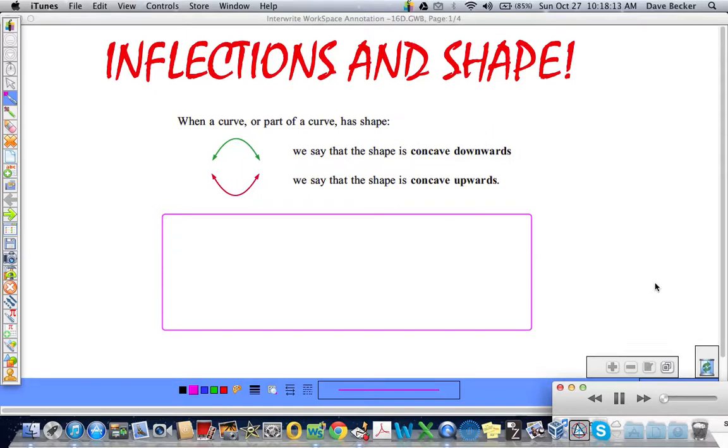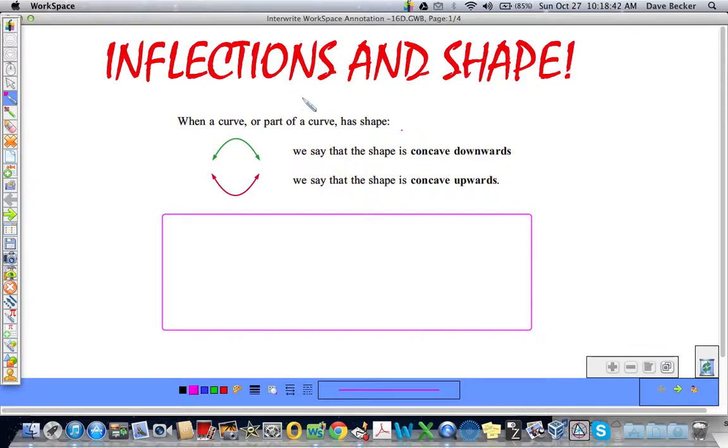Now, recall, the whole point of this unit of instruction is for us to be able to sketch the graphs of functions without using a graphing calculator, using calculus. And the next step in that process is being able to tell the shape of the curve and where the shape changes. Those places where the shape changes are called points of inflection, and we will get to that. So that's why this is inflections and shape.